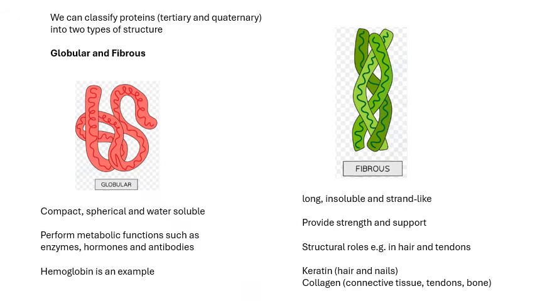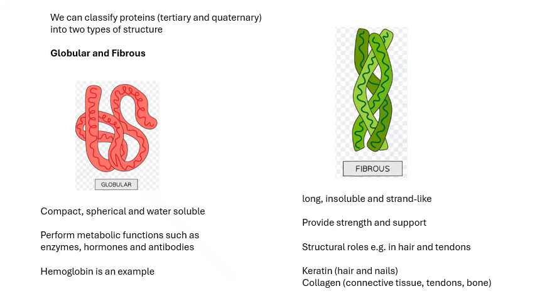Now, we can classify proteins, we're talking the tertiary and the quaternary ones, into 2 types of structure. There are globular ones, which are like a blob, but then there's also fibrous ones as well, like fibers. The globular ones are compact and spherical and water soluble, and they perform metabolic functions such as enzymes, I've talked about, hormones, antibodies as well. They have very definite shapes on them so that the antigens fit on there. Hemoglobin is a good example of a globular protein.